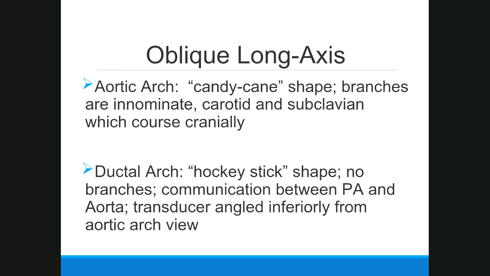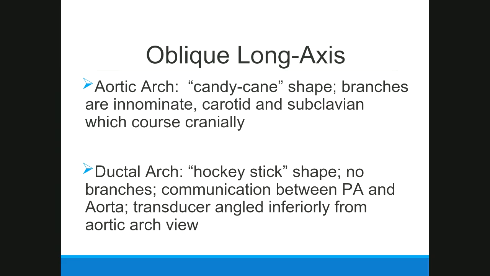The way that we can tell the difference between the two, the aortic arch is what we call candy cane shaped. The arch itself is much more narrow, and it has branches. So you can turn color Doppler on and look for the branches if you're having a hard time differentiating between the two. The ductal arch is more of a hockey stick shape, so it's a wider arch. It's not as narrow as the aortic arch. It has no branches, and when you turn your color Doppler on, you can actually see a communication between the pulmonary artery and the aorta, which is our ductus arteriosus, hence the name ductal arch.